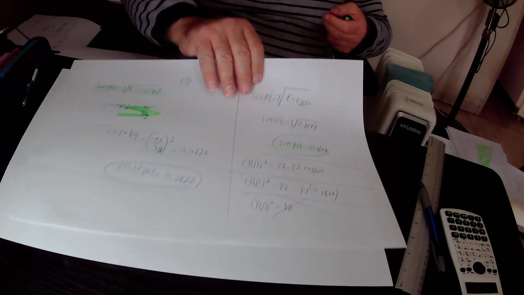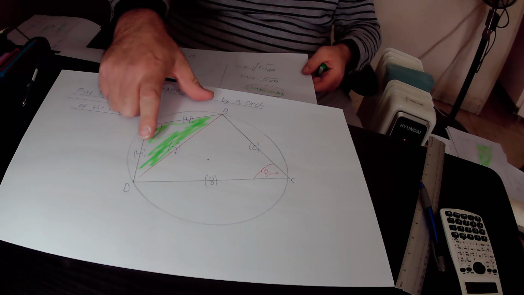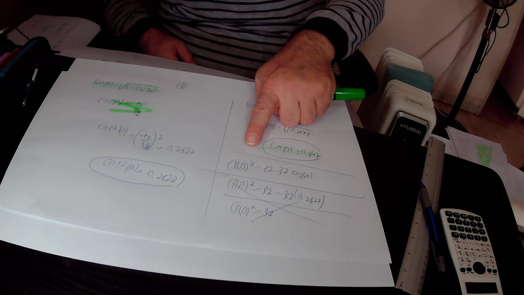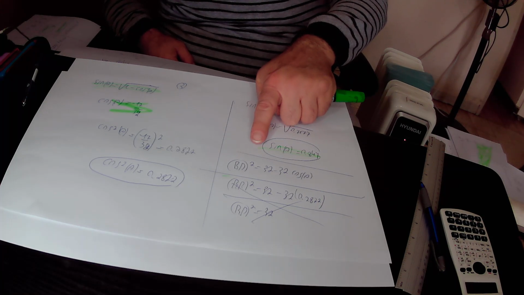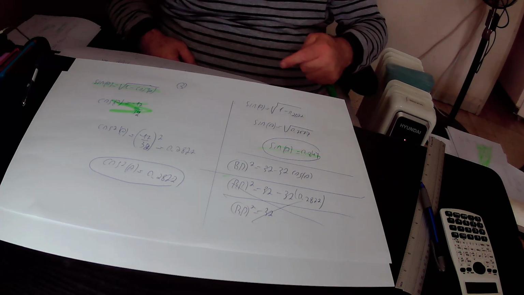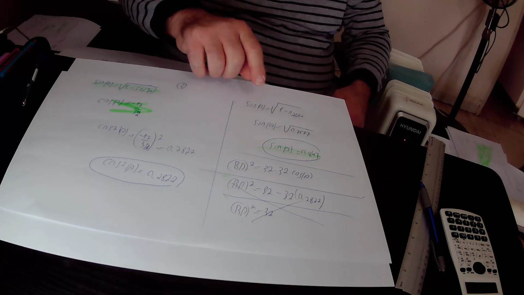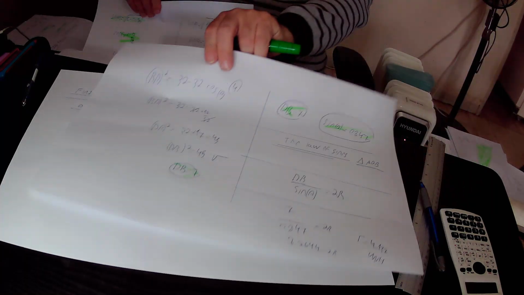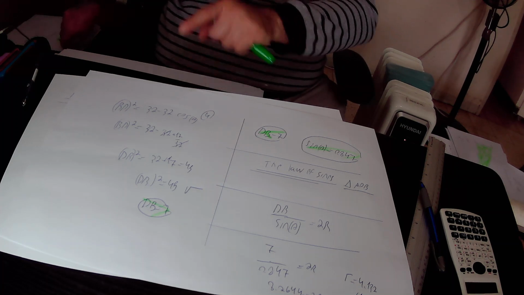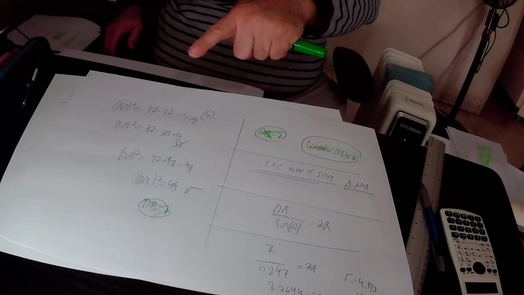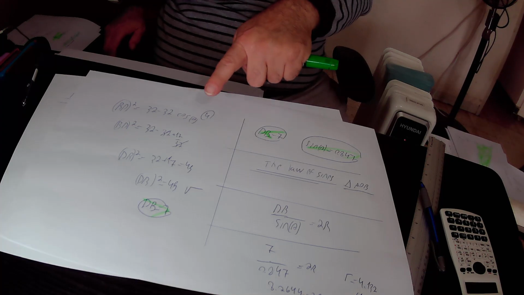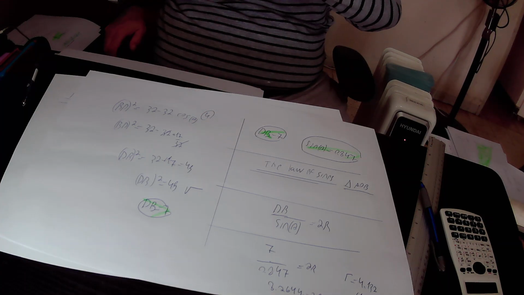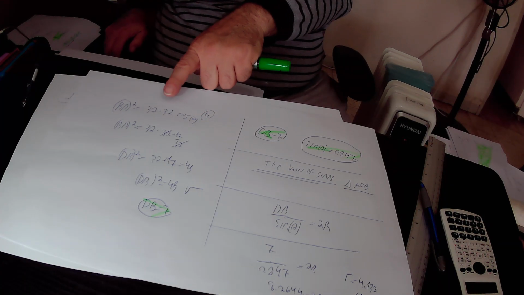What is the value of BD? According to equation 3, the first equation, we found out that DB squared equals 32 minus 32 times cosine theta. And cosine theta equals minus 17 over 32. So in total we found out that DB squared equals 32 minus 32 times minus 17 over 32.